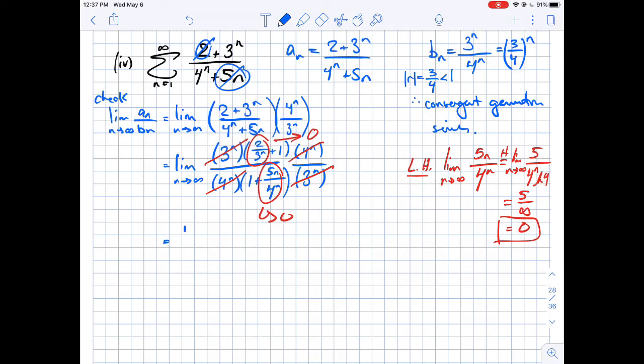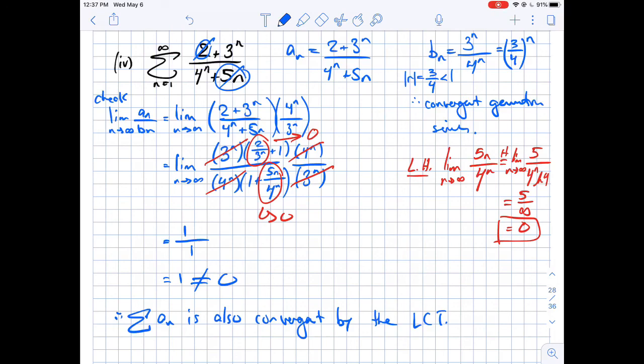We have a 1 in the numerator. This 1 is the only thing that doesn't disappear. And we have this 1 here in the denominator that also doesn't disappear. So we have a limit of 1 over 1. Our limit is 1. And again, for the limit comparison test, all we care about is that that term is non-zero and that it exists. And so our conclusion is going to be that an is also convergent by the limit comparison test.